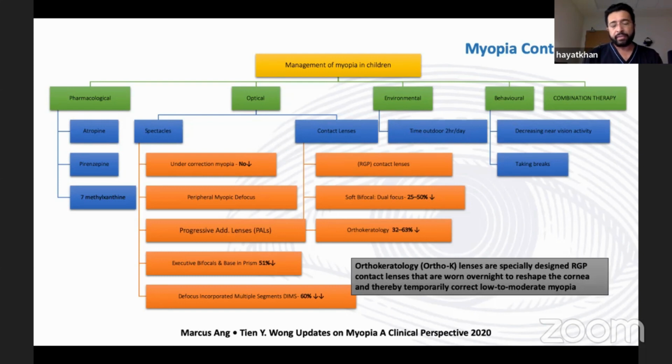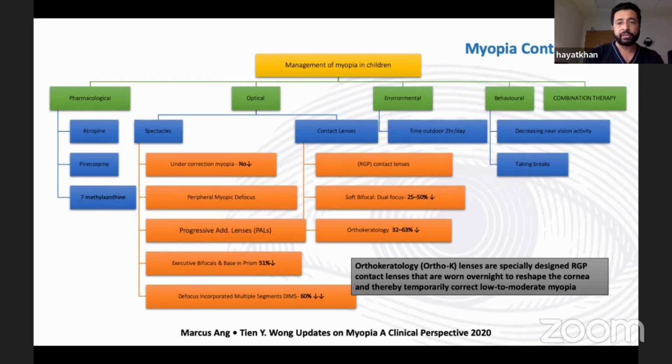Now, just to let all my audience know what is orthokeratology: these are specially designed RGP lenses, which are worn overnight to reshape the cornea and thereby temporarily correct low to moderate myopias. Now, we have changed this. Now I am having the ortho-K lenses, which can go up to not only myopia of spherical equivalent of 5, but even till minus 7.5.